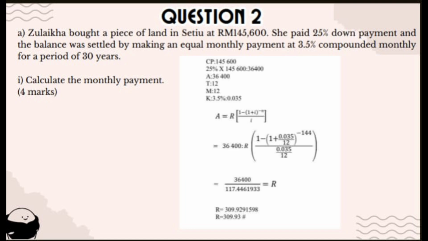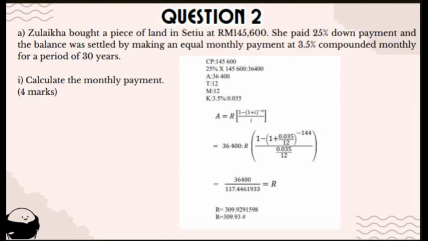A. Zulaika bought a piece of land at 145,000. She paid 25% down payment and the balance was settled by making an equal monthly payment at 3.5% compounded monthly for a period of 30 years.